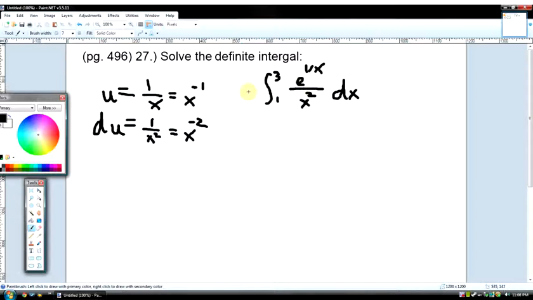So this integral now becomes the integral on the closed interval between 1 and 3 of e to the power of u, du. What we have done was to change the function to make it simpler to solve by changing the variable. Now we can solve this easier.